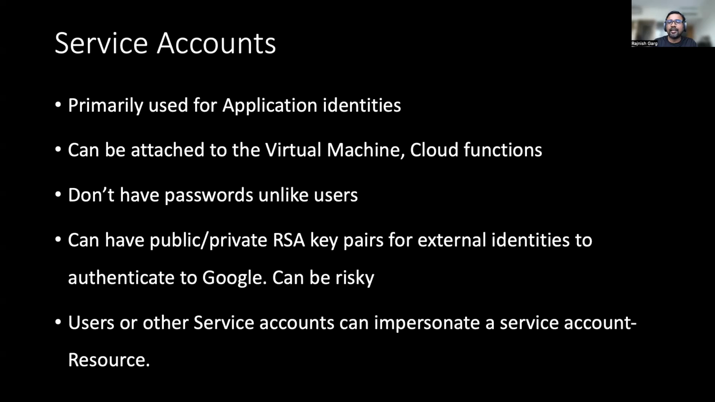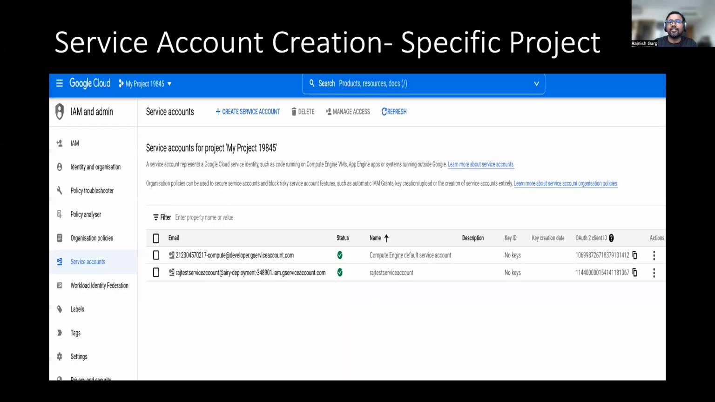Last thing is, users or other service accounts can impersonate a service account. In this case, if you think about it, one of your service accounts is going to act like an identity, and the other service account is going to act like a resource. So let's see where you create this service account, just to be very clear. Here is one of the examples of how I created a service account named Raj Test Service Account. What you have to do is simply go to one of your GCP projects. That's where you will be creating your service account.